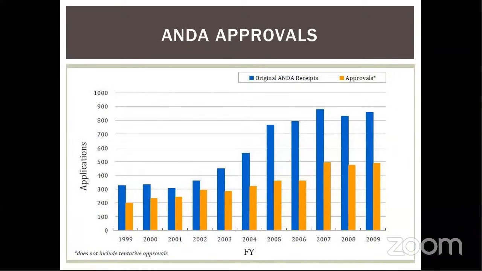Now, this is one survey, on ANDA approval. Year-wise, from this survey we can know that in the year 1999, how many original ANDAs were received, and how many of the received ones got approval. This is the yellow color border. So year-wise, we can see the ANDA approvals.